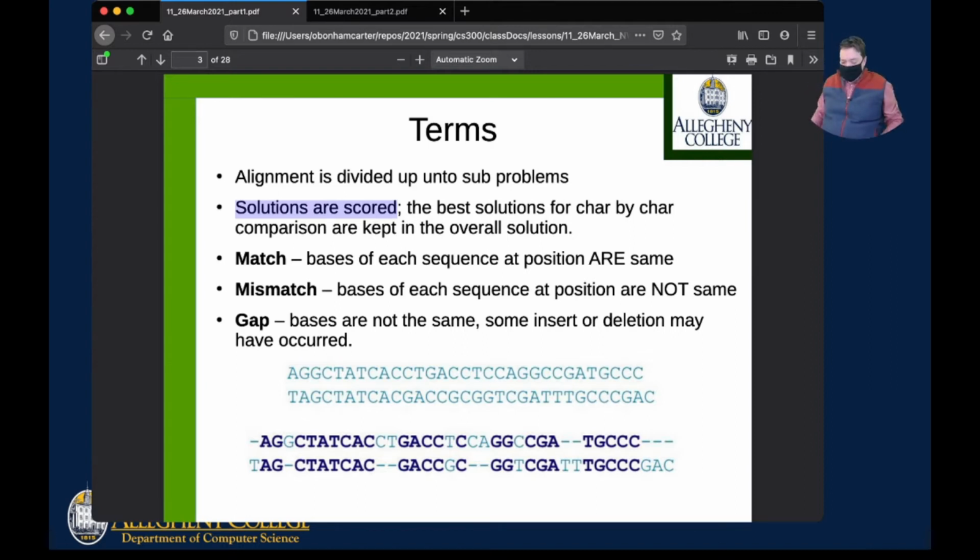That's how the algorithm works. You have a way of determining the best fit for your alignment according to the highest score. And so we're going to spend some time to see how that score is calculated.